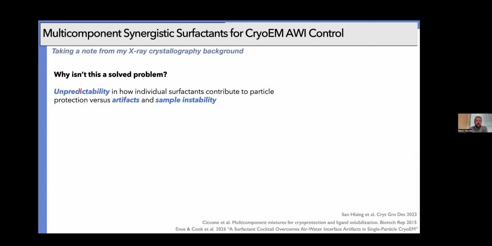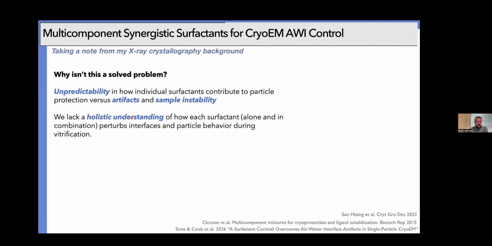So we think that this isn't solved because there's so much unpredictability and it's underreported which ones didn't work. There are tons of artifacts, there's lots of sample instability, and you only really hear about this at conferences and over lunch or something like that. More importantly, we don't truly understand how a lot of these surfactants are working alone or in combination. We don't really understand how they're affecting the interfaces or even particle behaviors.